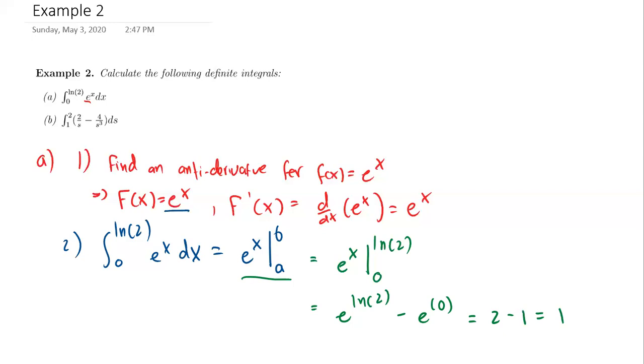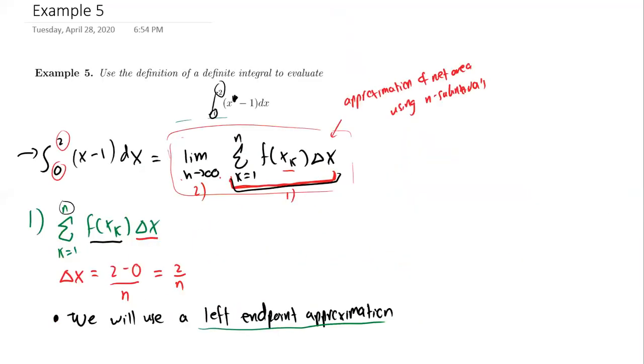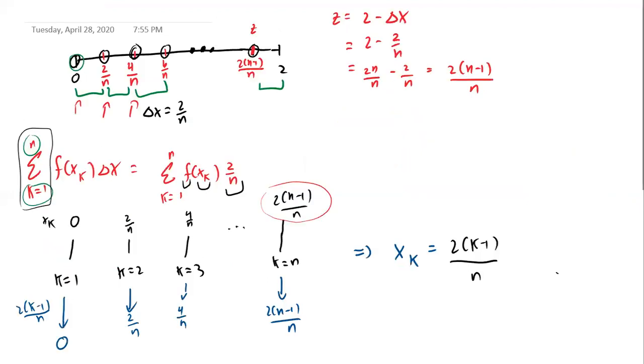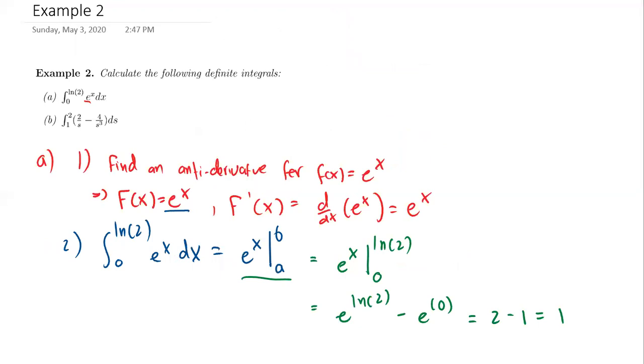Now, compare this to what we did in section 5.2 when we were trying to find the definite integral using the limit definition. See how much work that was. It was ridiculous, right? It was possible, but it was a lot of work. Now we have this really easy shortcut. Just find an antiderivative and evaluate at the endpoints. That's it. As simple as that.